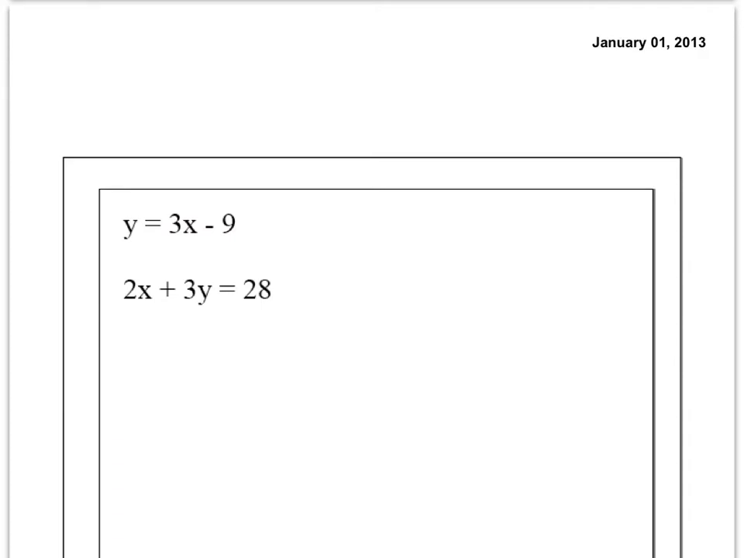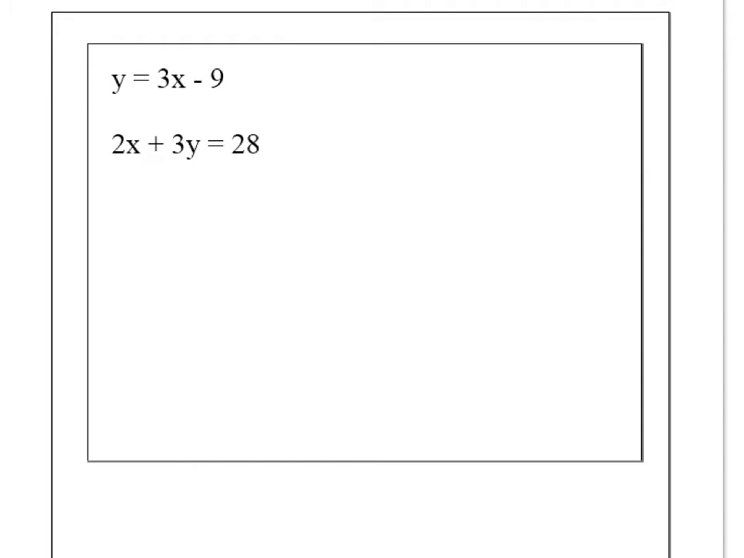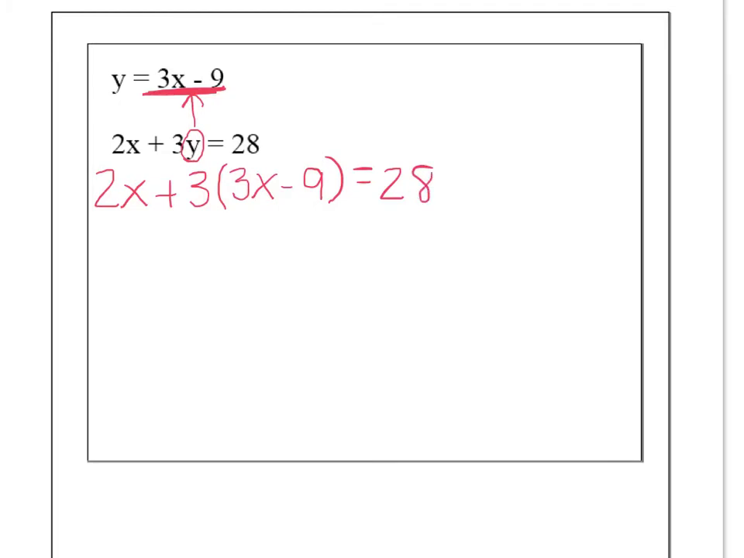Okay, now when you move to this next page, you're going to see that only one of them is solved for y. So what you're going to end up doing is, since this is what y equals, instead of having a y right here, I'm going to plug this in for y. So I'm going to take the second equation, 2x plus 3 times, I'm going to put in what y equals. Y equals 3x minus 9. And that equals 28. So the only thing that I changed in this second problem is to substitute in what y actually is. Then I'll go through the solving process.